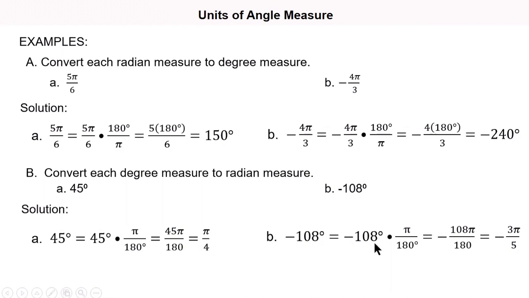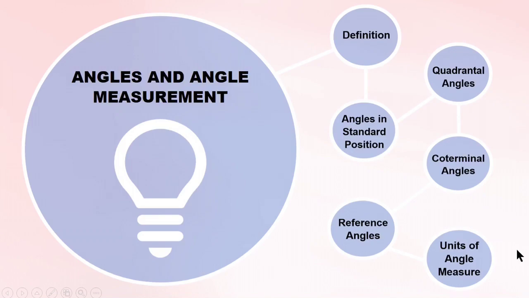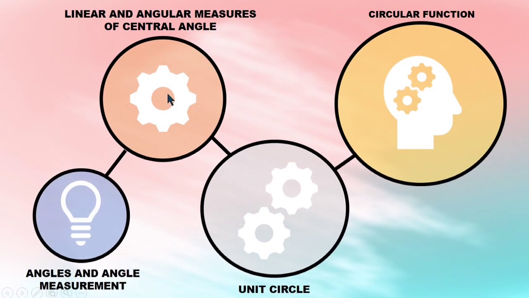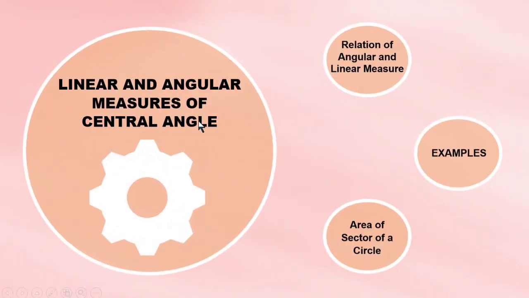Negative 108 over 180 is equal to negative 3 over 5 times pi. And that's all about angles and angle measurement. Now, let us discuss the relationship between linear and angular measures of central angle.